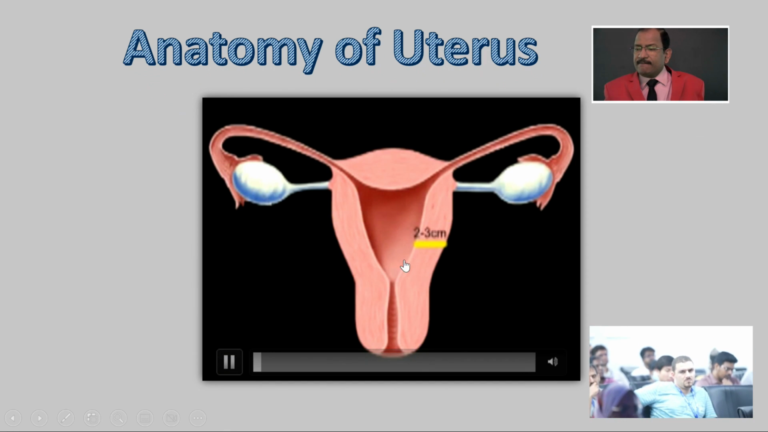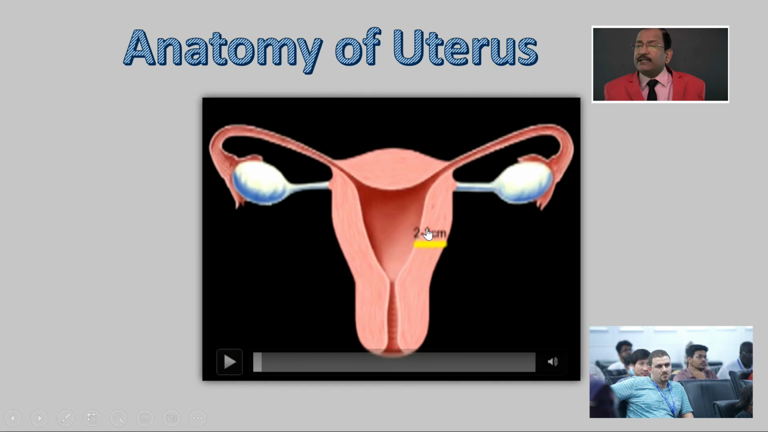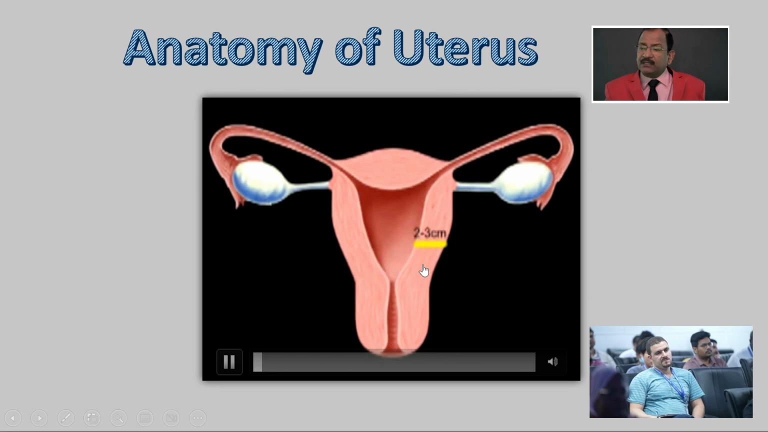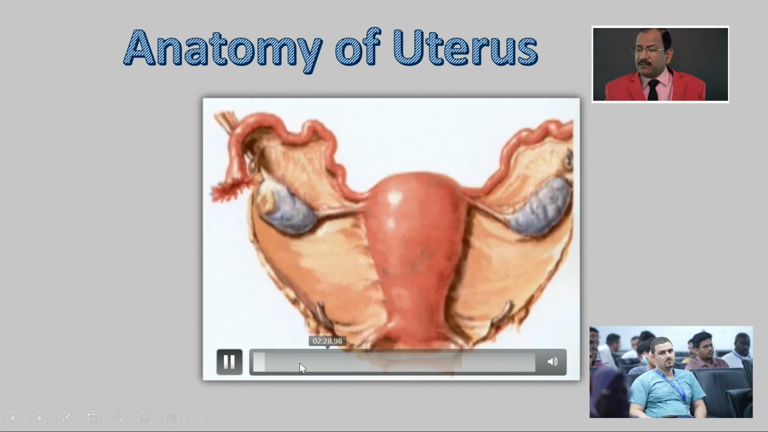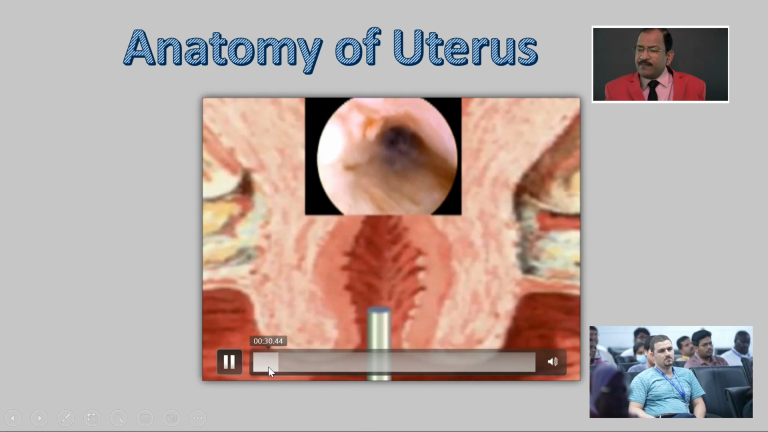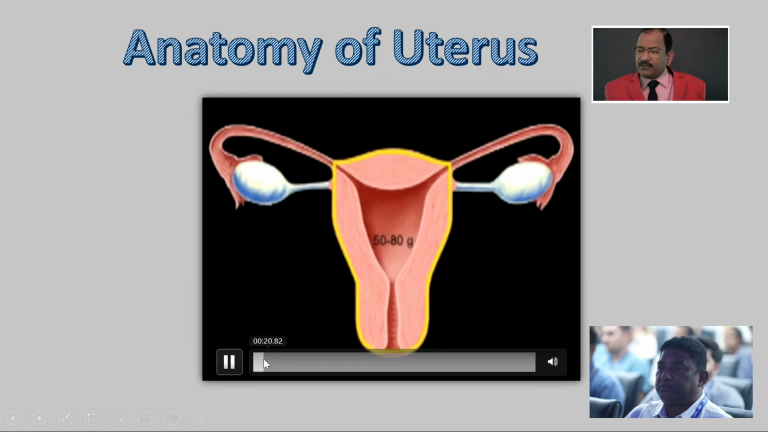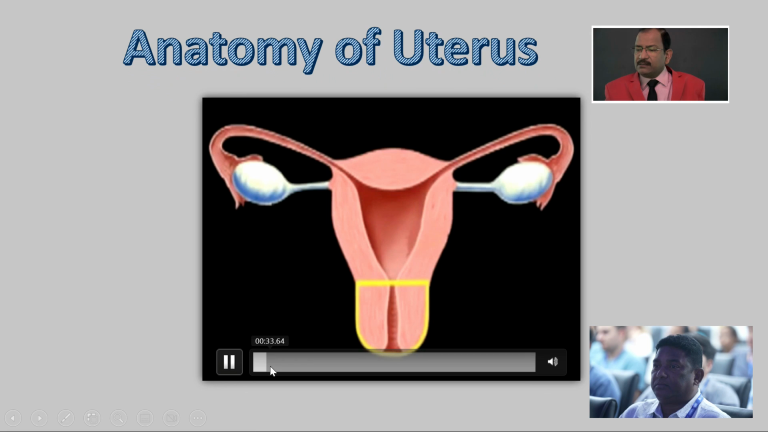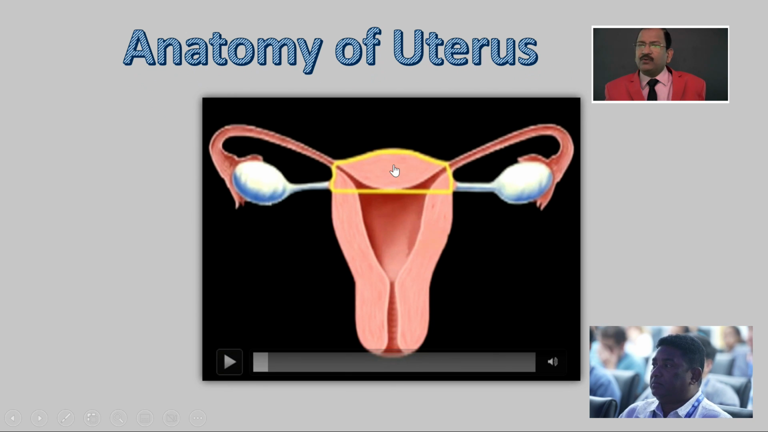It has 2 to 3 centimeter wall thickness of myometrium. Wall thickness of muscle is 2 to 3 centimeter. The normal weight of a nulliparous uterus is 50 to 80 gram. Now, it has 3 parts. First part is called cervix, other part is corpus. Cervix is 2 to 3 centimeter, corpus is 3 to 5 centimeter and fundus is again 1 to 2 centimeter.